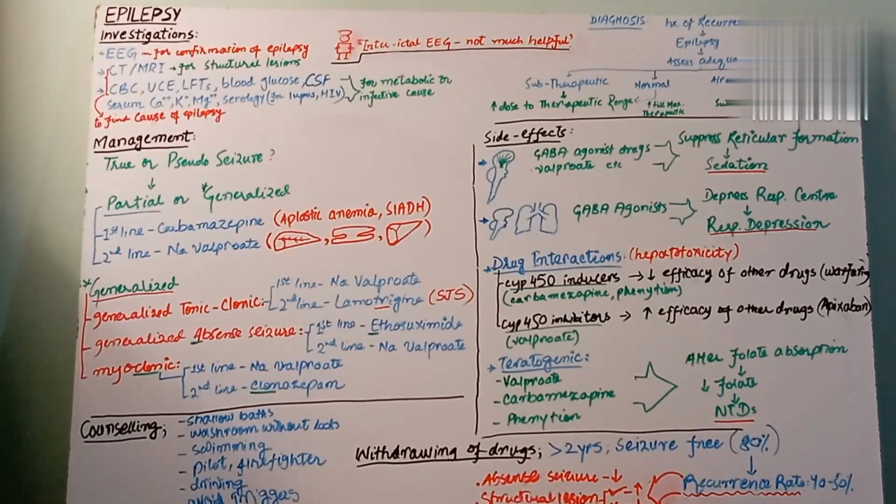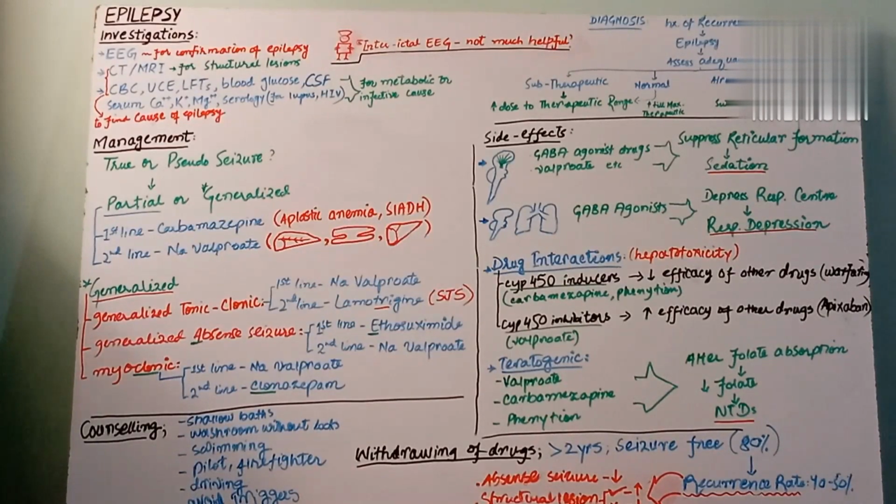You have to consider that if you're seizure free for more than 2 years, you can stop the drug, but there is recurrence. The recurrence rate is 40 to 50%. Now, the question is, does every epileptic patient have the same recurrence rate? No, not everyone. Absence seizure, which is more common in children, has a very low chance of recurrence, because as these children grow older, most of them get rid of the epilepsy in adulthood.